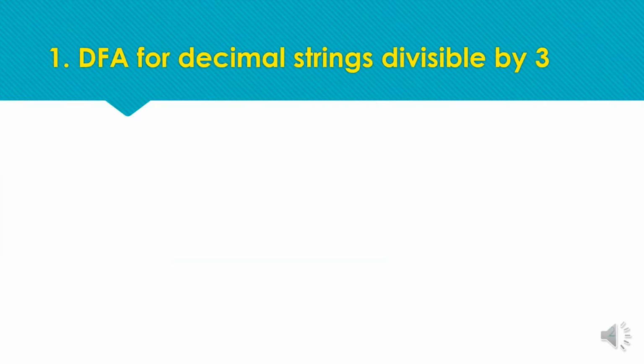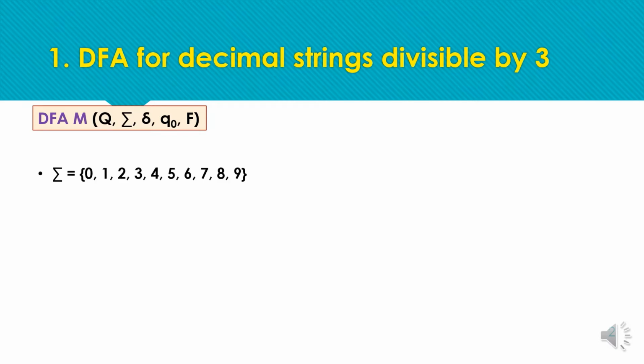Starting with the first example, DFA for decimal strings divisible by 3. As it is clear from the question, the input string comprises decimal digits. So DFA M is defined with input symbols from 0 to 9. Here the input has 10 elements: 0, 1, 2, 3 up to 9, and the set of states are Q0, Q1 and Q2.